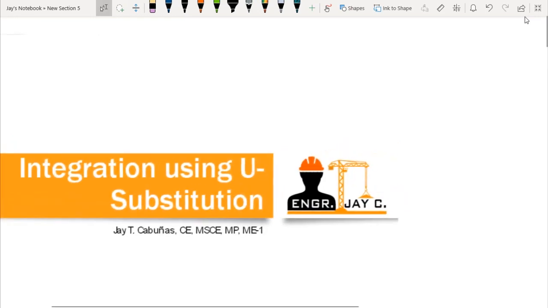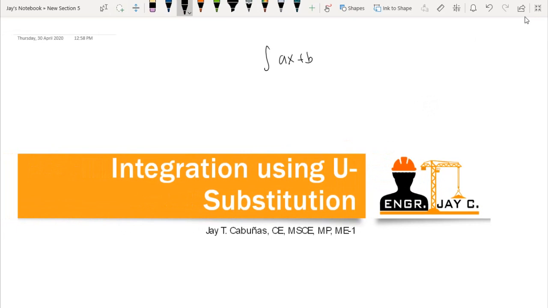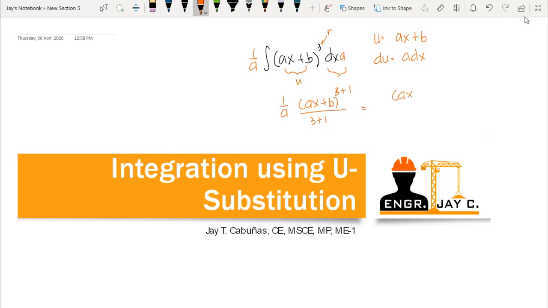For example, if we have the integration of (ax plus b) raised to the 3 dx, the first thing we should do is identify u, that is u equal to ax plus b, and our du should be a dx. But since this is our u, our du should have a, correct? So we multiply a here and 1 over a outside of the function, and that gives us 1 over a times (ax plus b) raised to r plus 1, that is 3 plus 1, over 3 plus 1. This gives us the answer (ax plus b) raised to 4 over 4a plus c. So this is the integration of this one.